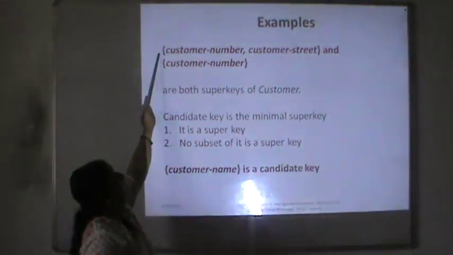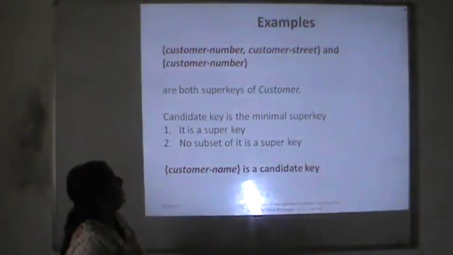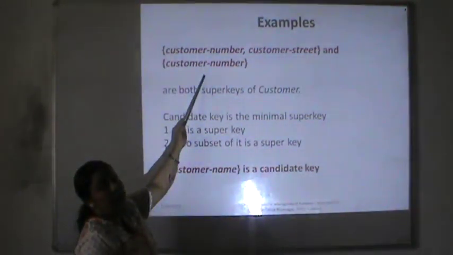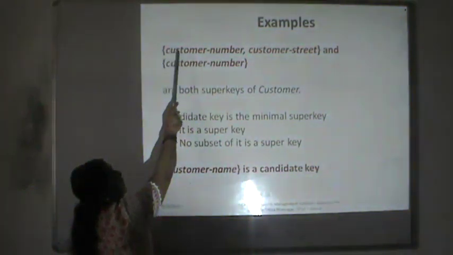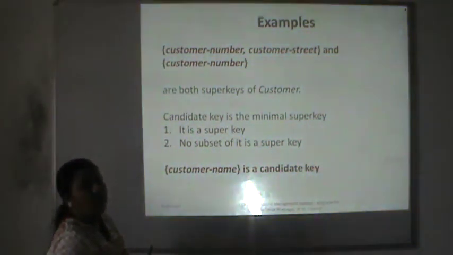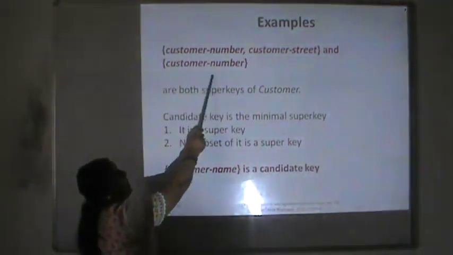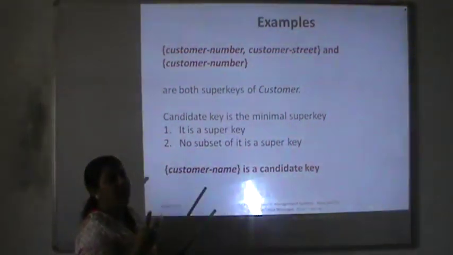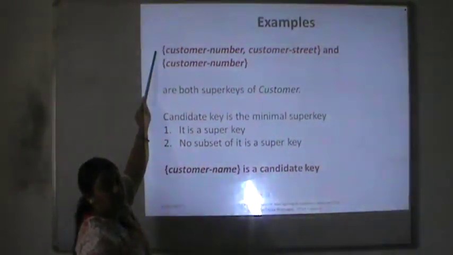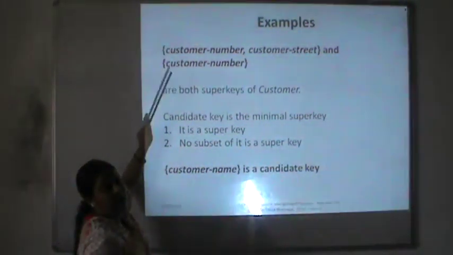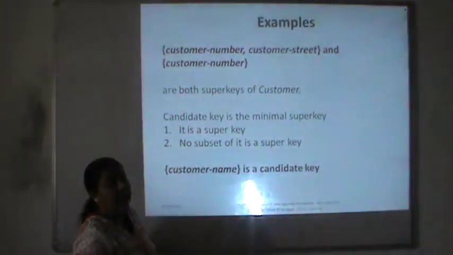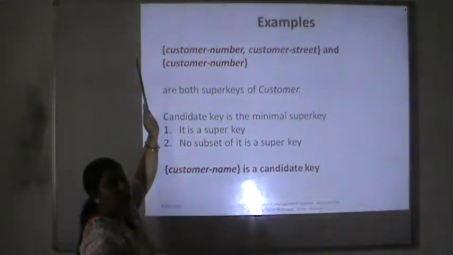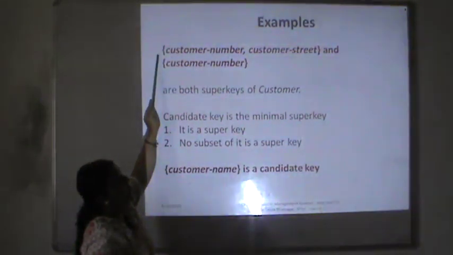Let us take the first example: customer number and customer street. Here, customer number is a super key. So, one of the subsets of customer number and customer street, that is the customer number, is a super key in itself. I repeat, in this relation customer, there are two super keys: one, customer number and customer street; two, customer number. Now let us check one by one which super key has a subset which is a super key. In the first example, there are two possible subsets of the customer number and customer street combination.